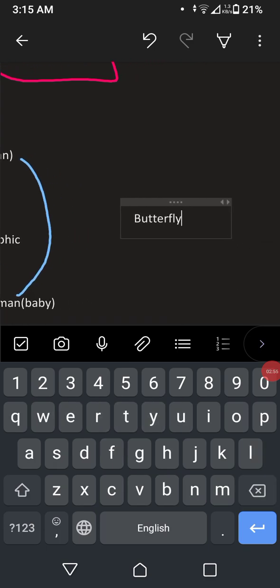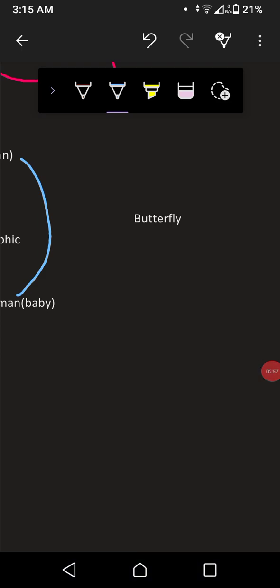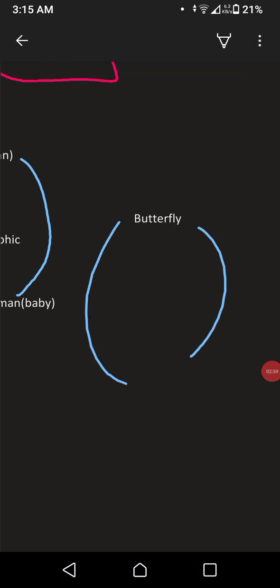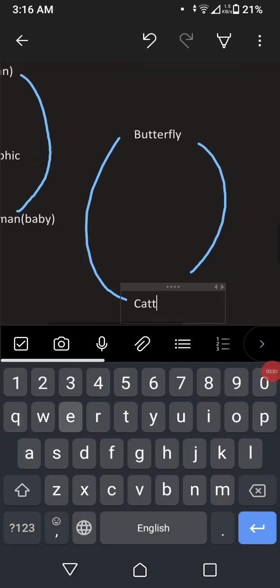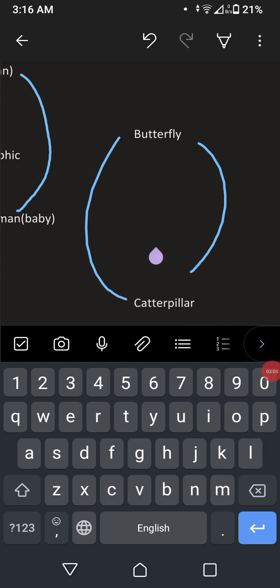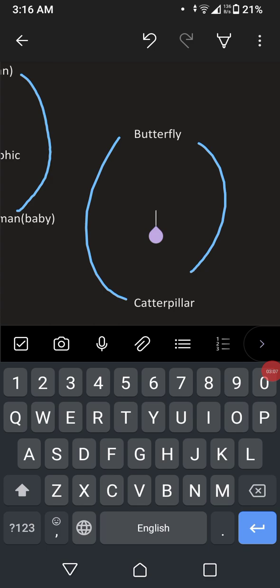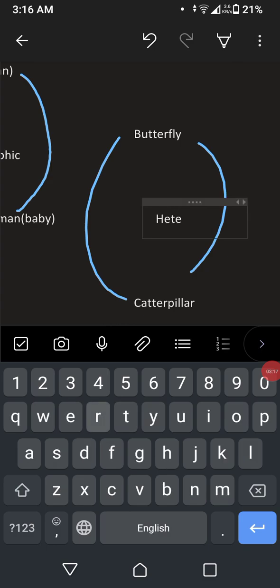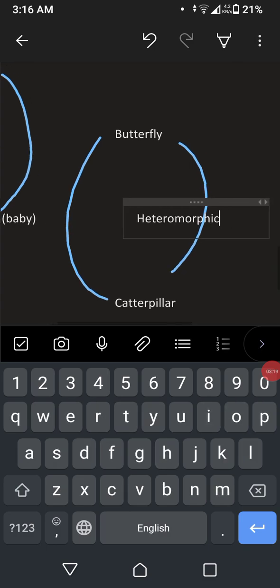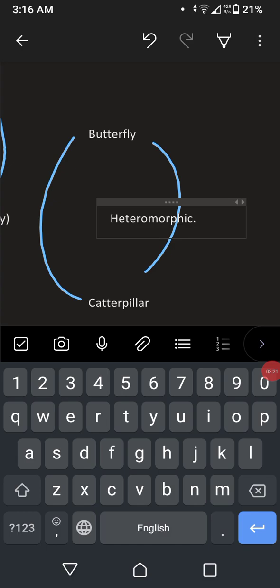Okay, and butterfly and caterpillar. Okay, the cycle between this one, we can see the zygote formation to the baby formation, till that caterpillar, the cycle between this caterpillar and the butterfly is known as heteromorphic.